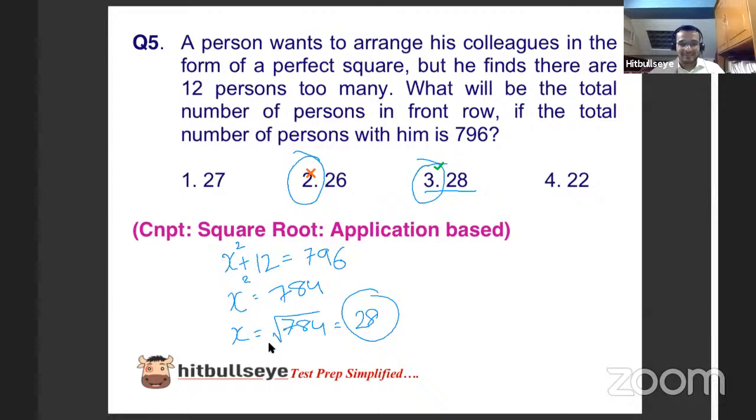Ideally, we should take a plus and a minus sign over here, considering we are all positive values here. Answer comes out to be 28, which is the third option, the right answer. Clear, everyone?